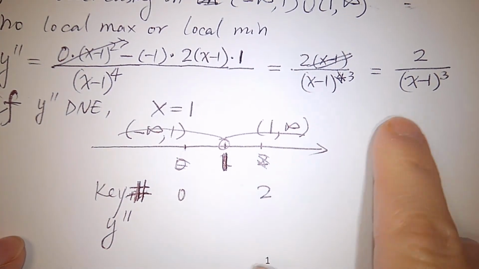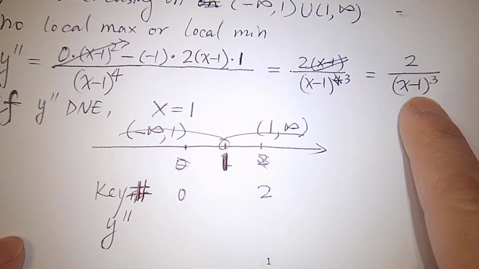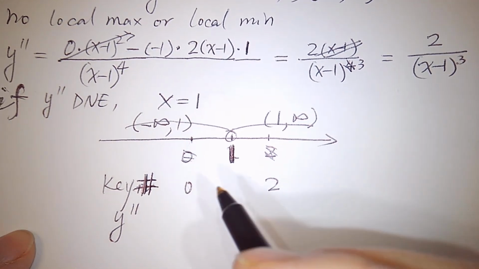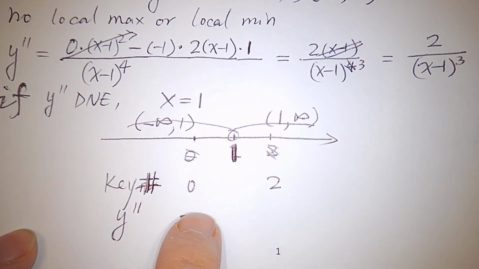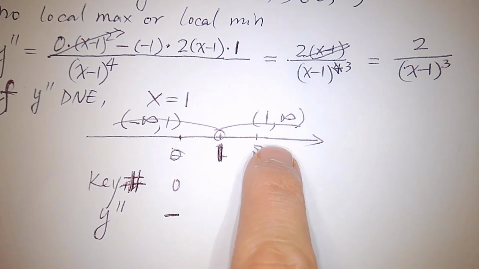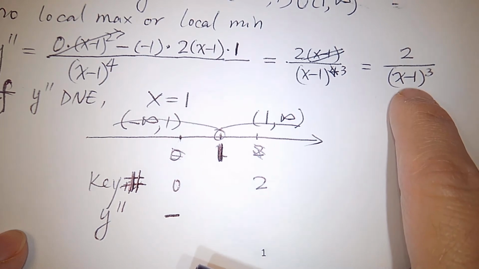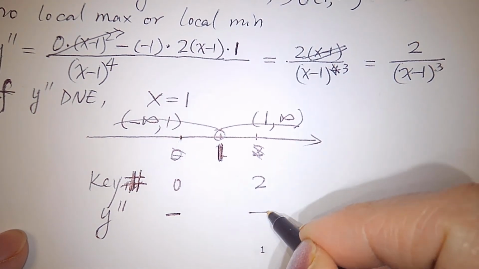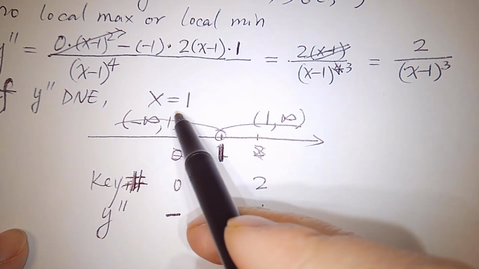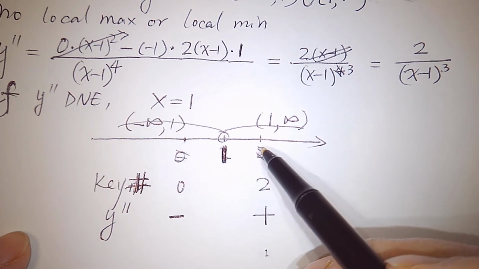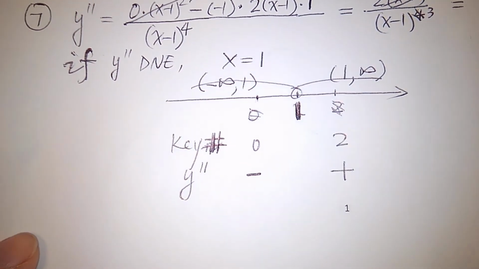And then how about the signs of y prime prime? When x equals 0, plug in 0 minus 1, negative 1 to the cube, negative. 2 over negative is negative. So on this interval, y prime prime is less than 0. How about when x equals 2? Plug in 2, 2 minus 1, positive, 2 over positive, positive. So that means what? On this interval, the graph is concave what? Everybody? Downward, okay? And on this interval, the graph is concave upward.